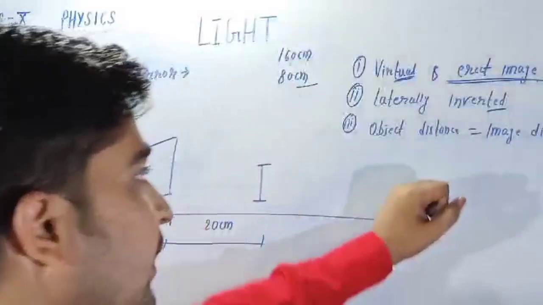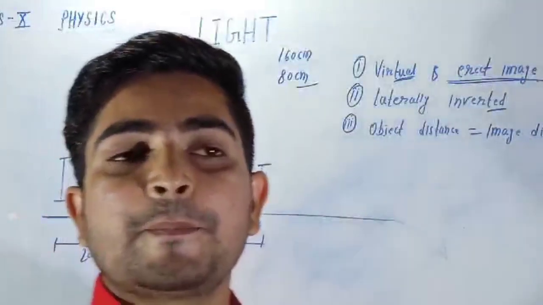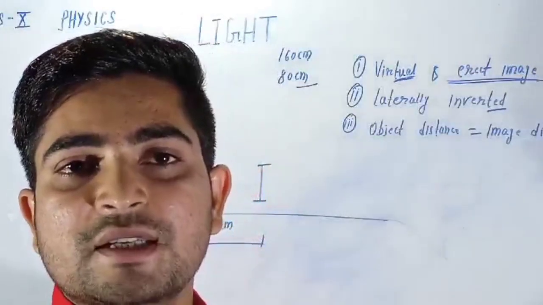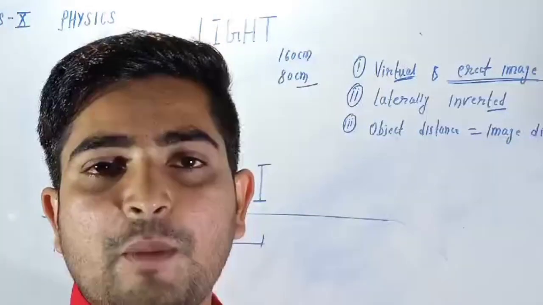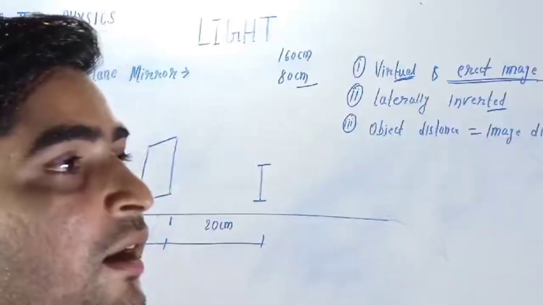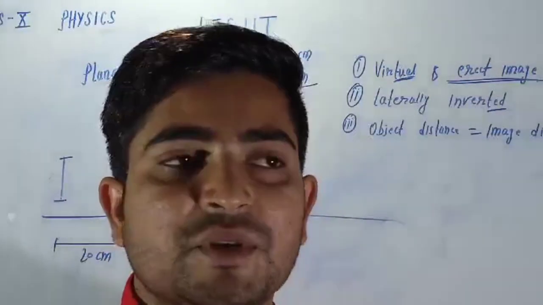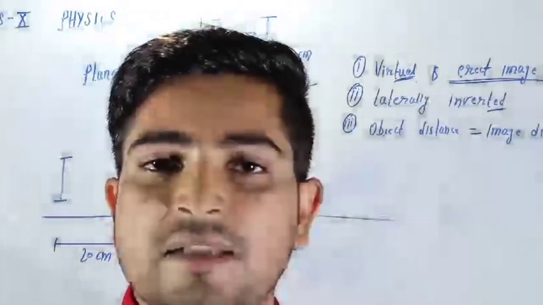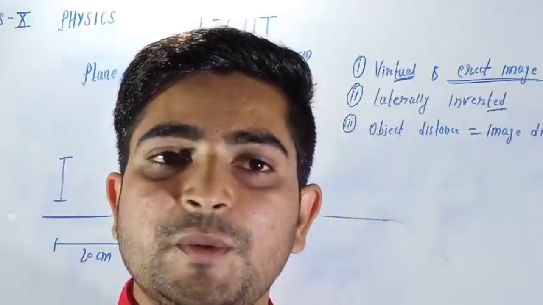These are the characteristics of the plane mirror, and it comes in questions of 1 mark, and sometimes it can come in 2 marks also: write the characteristics of the image which is formed by the plane mirror. So you have to write these points over there, and we are quitting here. The rest of this chapter's content we will cover tomorrow.